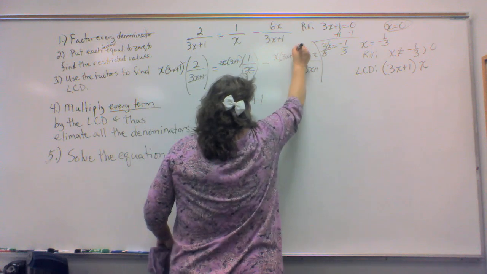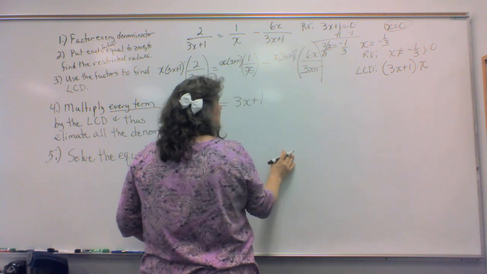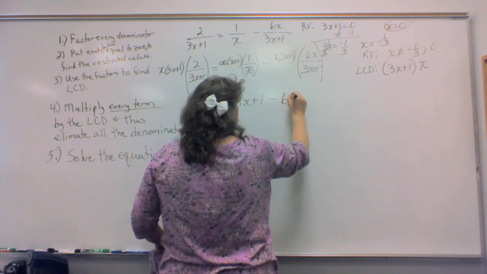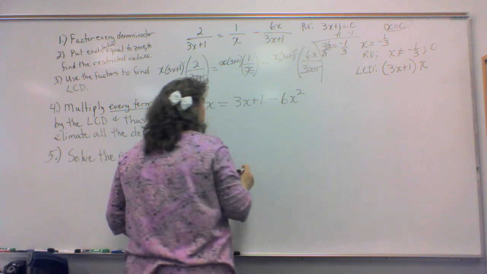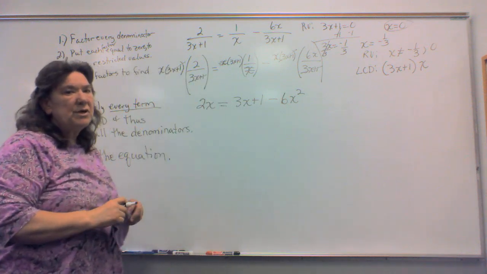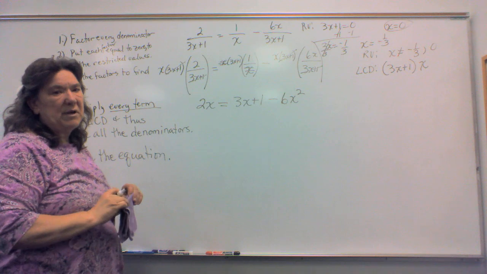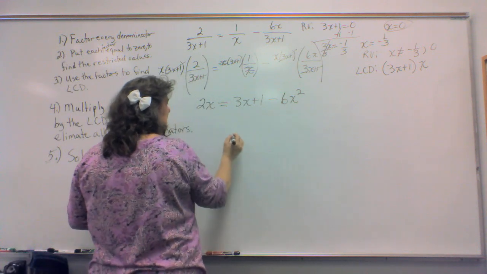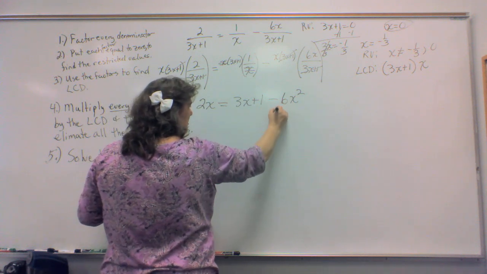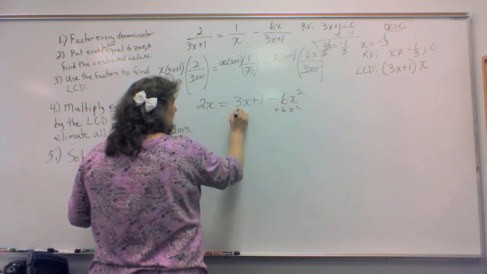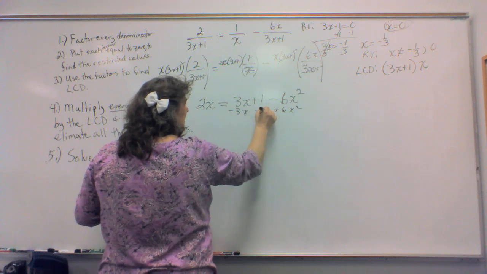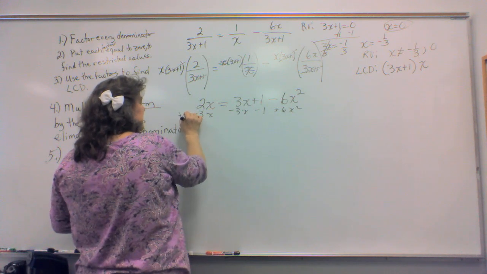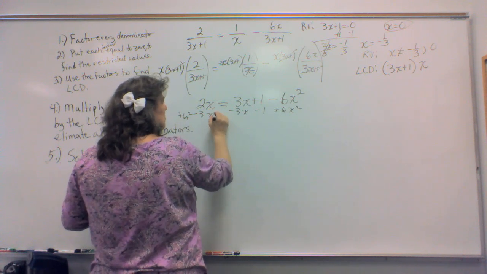Now this one, 3x plus 1 cancels with 3x plus 1, and I have a negative x times 6x, which gives me minus 6x squared. So as you can see, we're going to have a squared term on this one, and we're going to end up having to factor when we're done here. So we're going to add 6x squared to both sides. And we're going to subtract 3x and subtract 1.